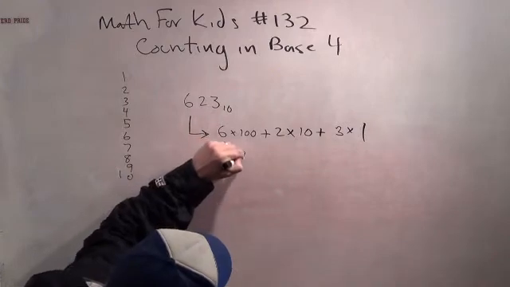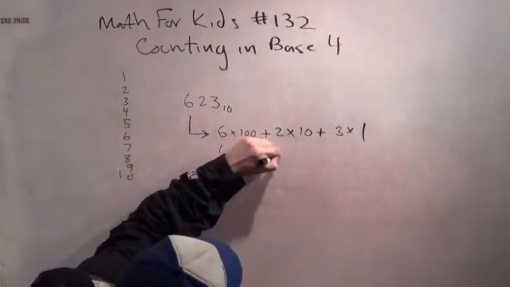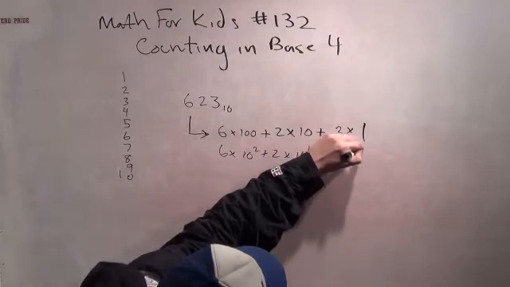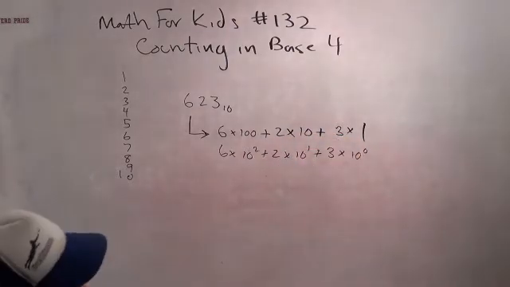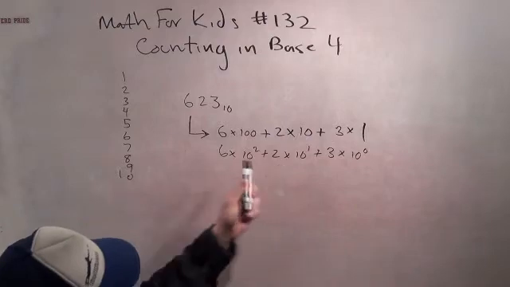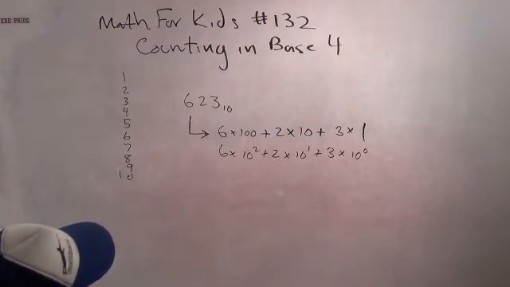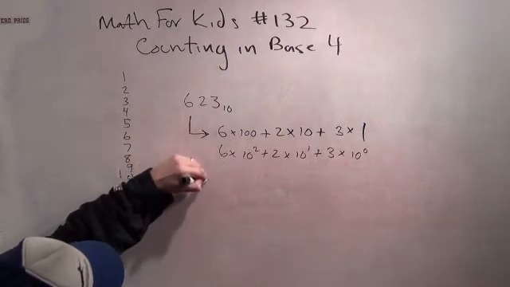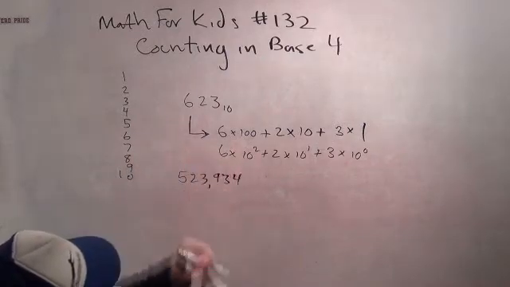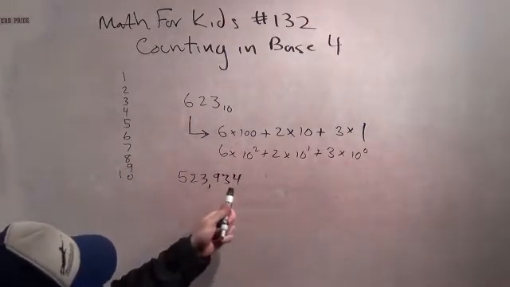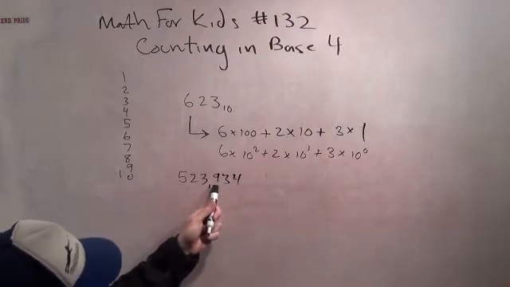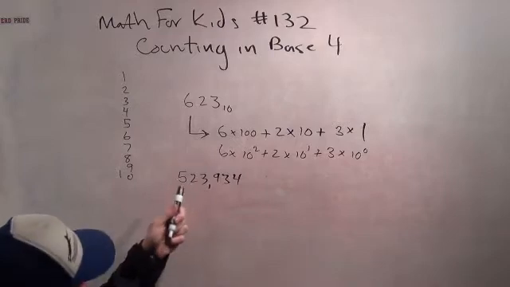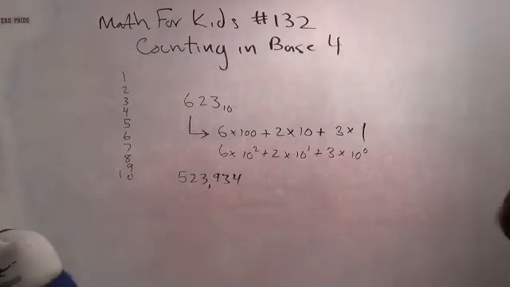This is 6 times 10 squared plus 2 times 10 to the first power plus 3 times 10 to the 0 power. So we count by tens, and so even a really crazy number like 523,934, we know this is 4 times 1 plus 3 times 10 plus 9 times 100 plus 3 times 1,000 plus 2 times 10,000 plus 5 times 100,000. Yeah, so that's pretty easy.